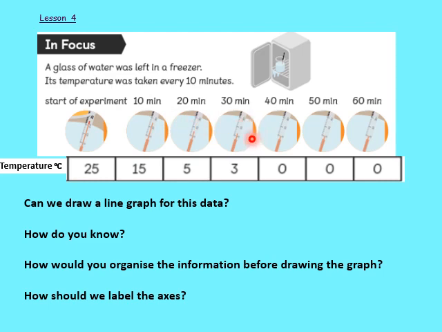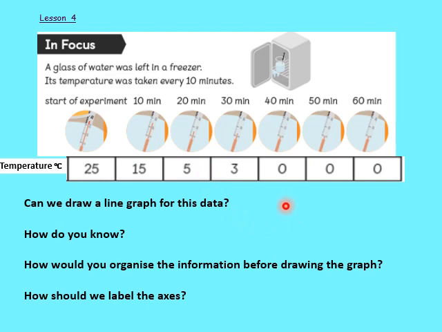Now, I didn't think you'd be able to read what these little thermometers said for the temperatures, so I've written them underneath. So at the start of the experiment, the temperature of the water was 25 degrees Celsius. After 10 minutes, it was 15 degrees. After 20 minutes, it was 5 degrees, and so on.